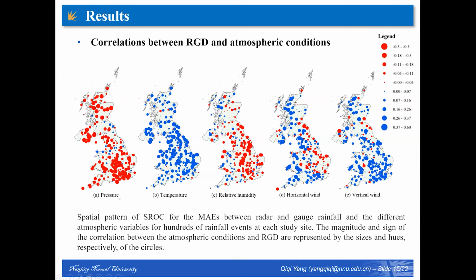As shown in this figure, most sites exhibit negative correlation between the RGD and the atmospheric pressure or the relative humidity. However, for the remaining atmospheric fields, including the temperature and the horizontal or vertical wind speed, most sites showed positive correlations.